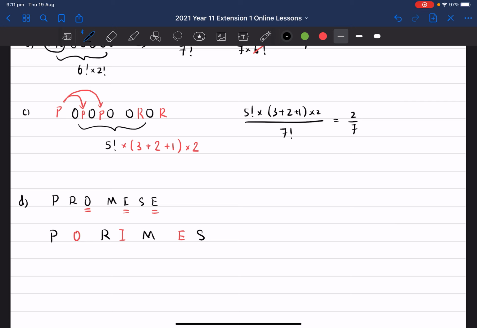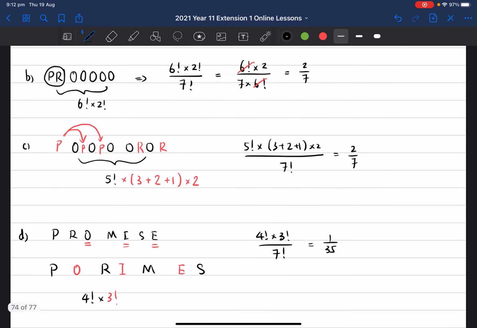So the number of arrangements here is 4 factorial times by 3 factorial. Alright, so therefore the probability will be 4 factorial times by 3 factorial divided by 7 factorial. And then we can use our calculator to work out the answer here. Alright, so the answer is 1 over 35. Okay, so that's how you do question D.